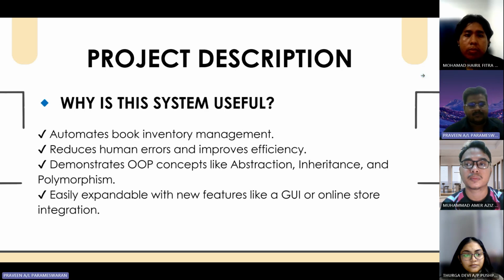So why is this system useful? It automates book inventory management, reduces human errors and improves efficiency, and demonstrates OOP concepts like abstraction, inheritance, and polymorphism. Next, it is easily expandable with new features like a GUI or online store integration.